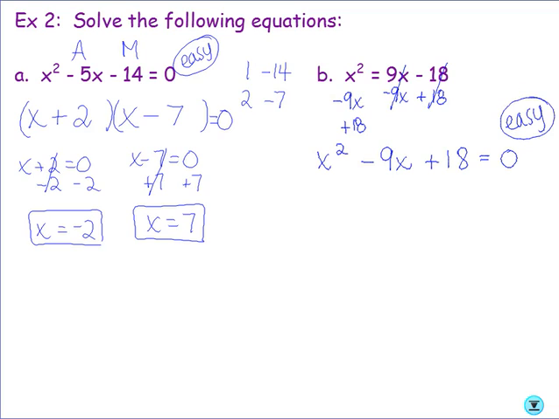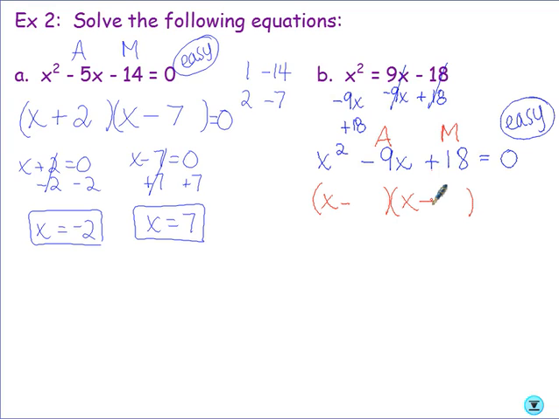So our goal is to find two numbers that multiply to give us 18 and add to give us negative 9. And we're going to go straight to parentheses. I need to multiply to get a positive. That means I have two positives or two negatives. And because I have to add to get a negative, that means they are both negatives.